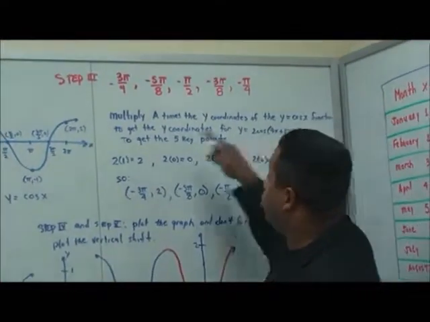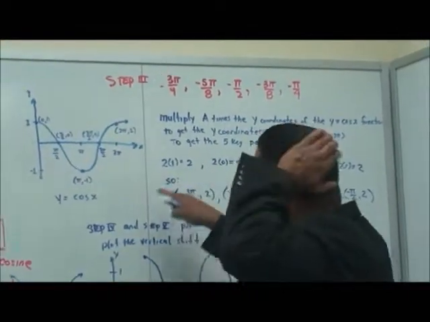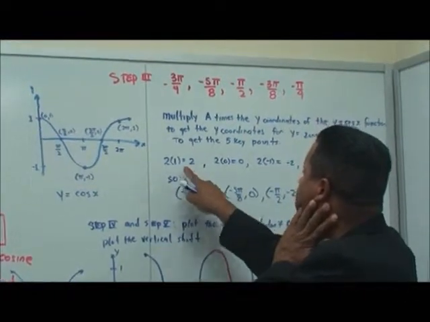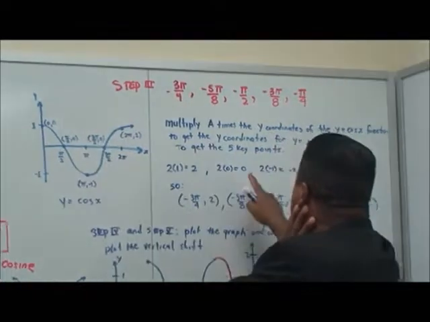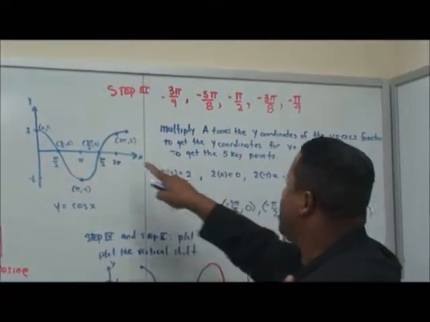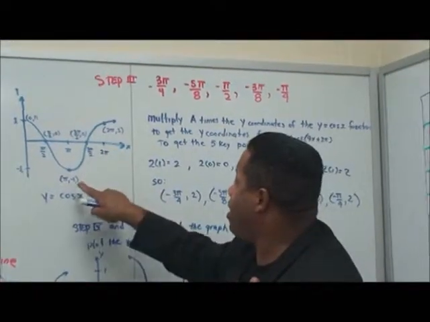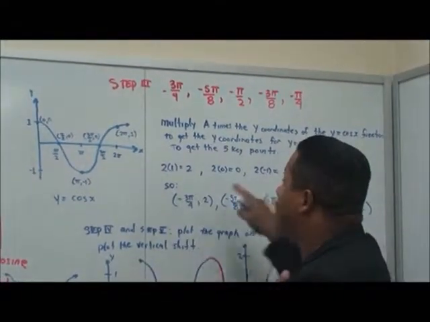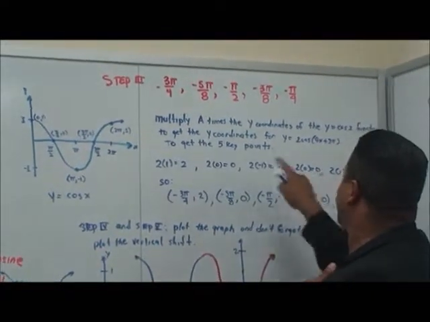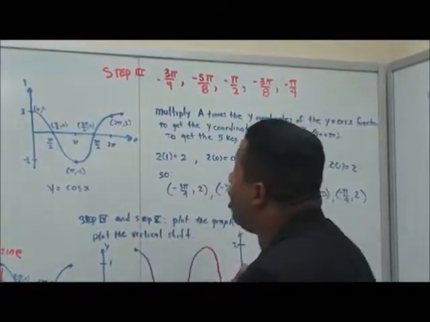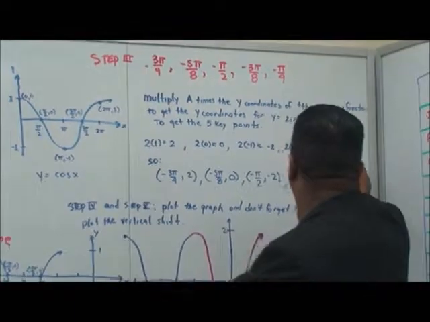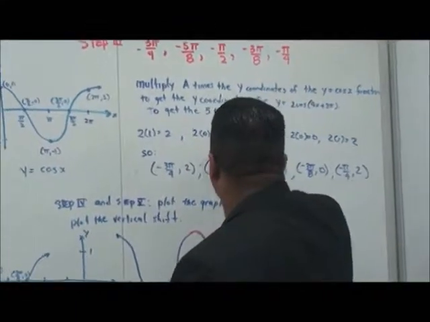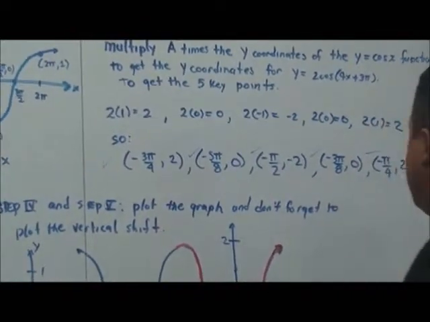So we're going to take 2 times 1 right there, which is 2, and then 2 times 0, which is 0, and 2 times negative 1 here, which is negative 2, and 2 times this 0, which will give you 0, and 2 times 1, this one, which will give you 2. And so here's our key points right here. This is our 5 key points.